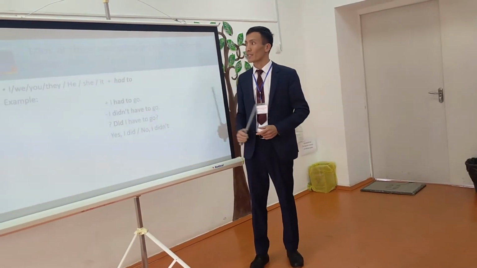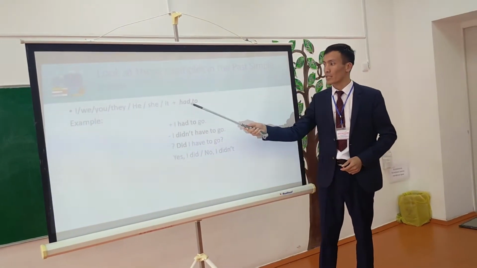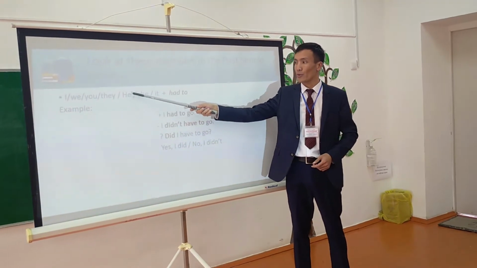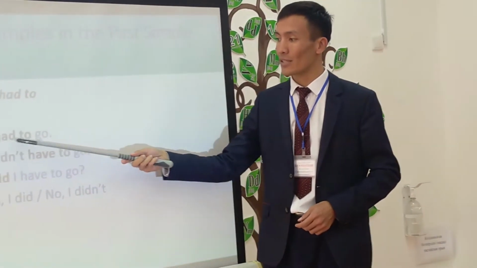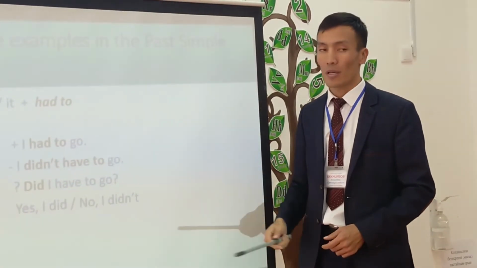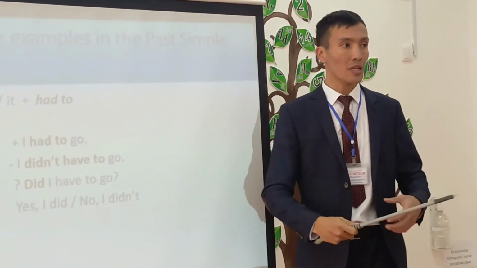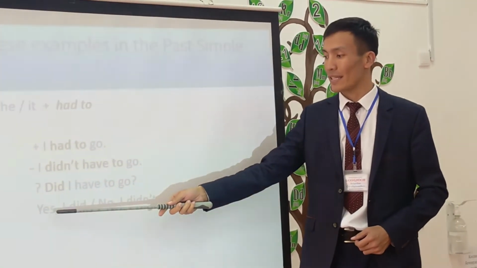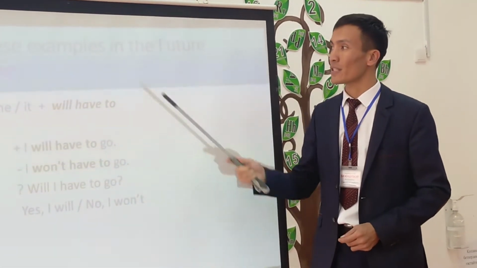Look at these examples in the past simple tense. Өткен шақтағы нұсқасында мысалдарына қараймыз. Осы есімдіктерге біз have to'ды қолданамыз. I, we, you, they, he, she, it plus had to. Had to деген бұл had to. Have етістігінің өткен шақтың нұсқасы had болып келеді. For example, мысалы, affirmative form, болымды формасы I had to go. Менің баруым керек еді. Negative form, I didn't have to go. Менің бармауым керек еді. Question form, did I have to go? Мен баруым керек еді? Short answer, қысқа жауапта yes, I did. No, I didn't.